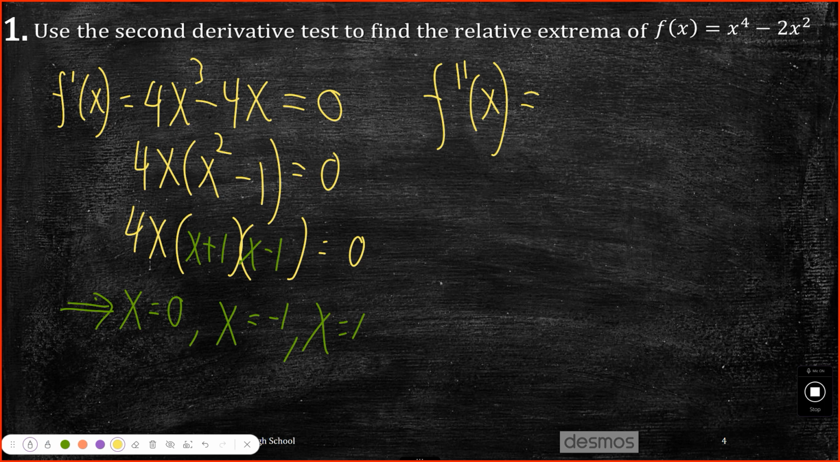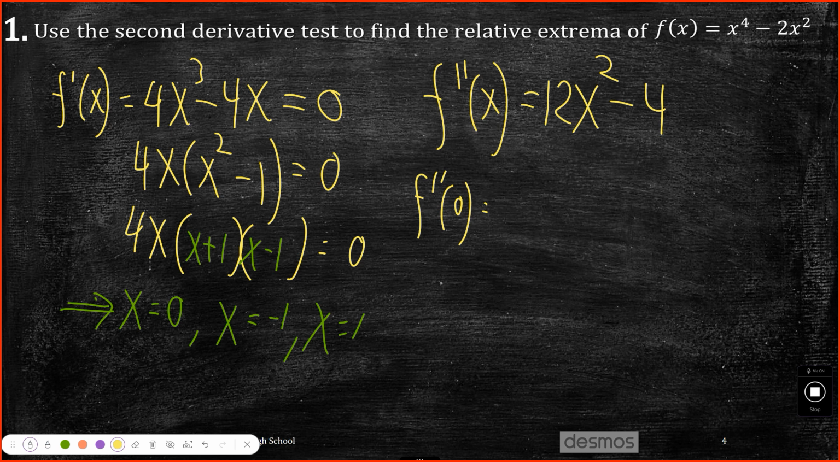And then plug and test each point at the second derivative. The second derivative is going to be 12x squared minus 4. Okay? So there's the second derivative. And we're just going to test each one of these for concavity. So f double prime at 0.